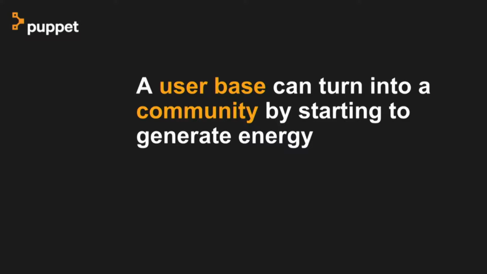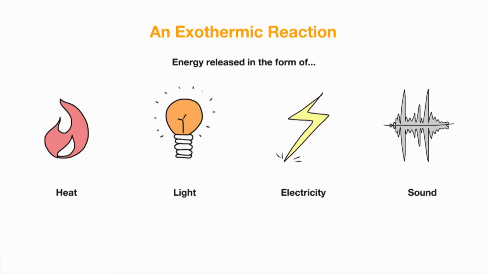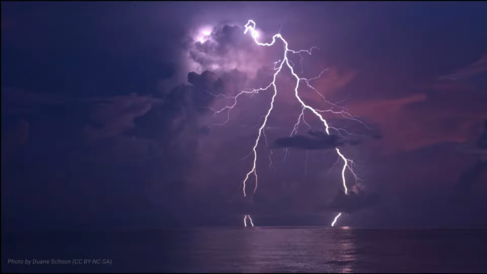So let's talk a little bit more about the energy that's coming out of these interactions. In an exothermic reaction that we might think of, say, in chemistry, heat is an example that we've already talked about. But energy can also be released in the form of light, of electricity, of sound, of all of it. I mean, lightning is a classic exothermic reaction, right? This stuff is intense. In a community, we think about people giving out energy in the form of code, especially in the context of open source.